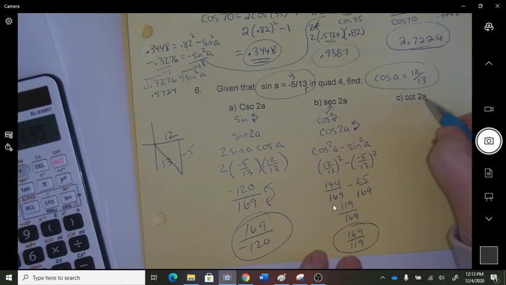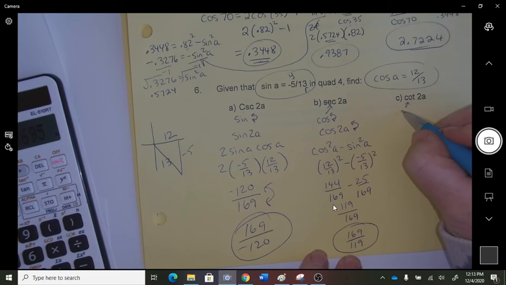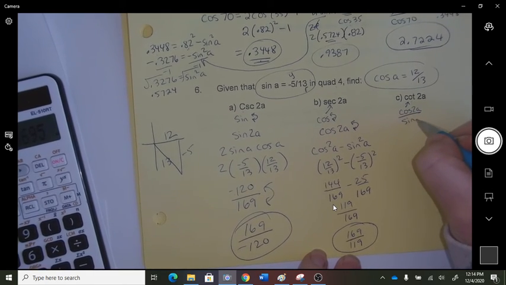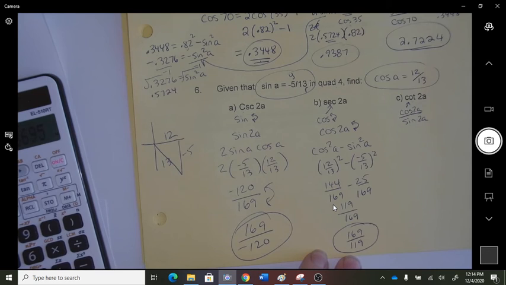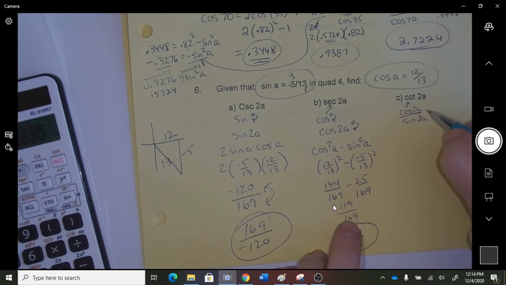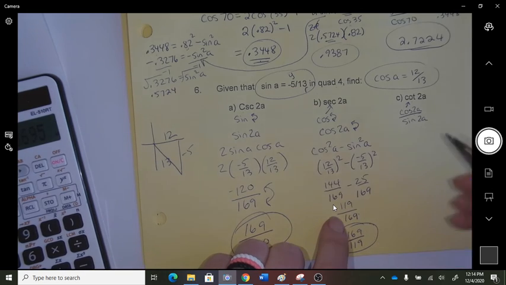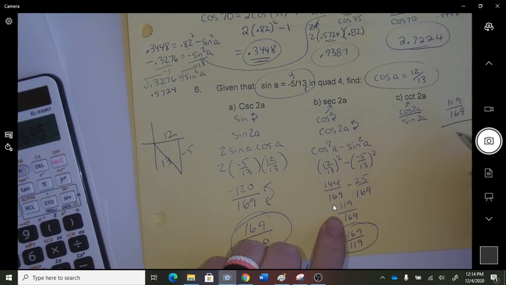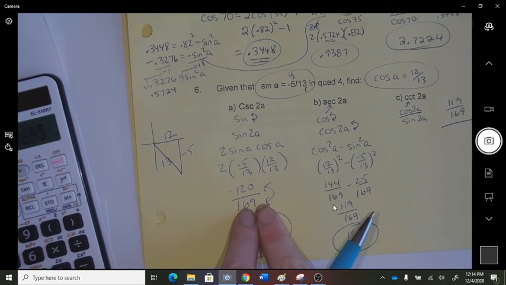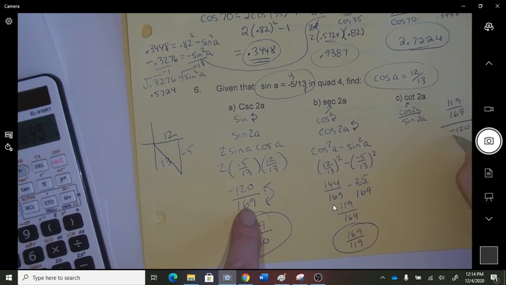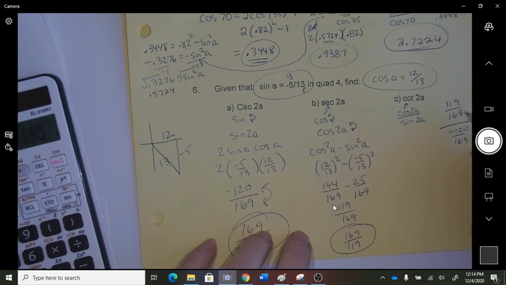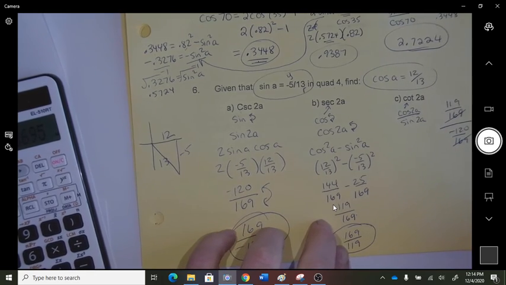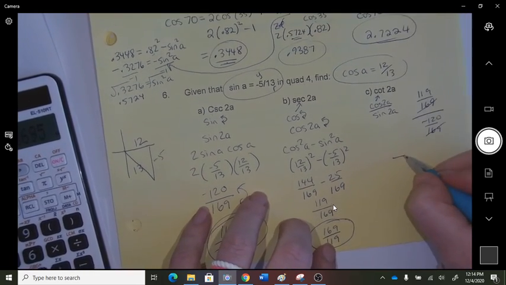Okay, and cotangent is cos 2a divided by sine 2a. That's how you do a cotangent, right? The reciprocal of tan. So the cos 2a, so that was here. This was the cos, 119 over 169 divided by, okay, and here was our sine. So negative 120 over 169. And those will cancel when you flip. So I get a negative value.